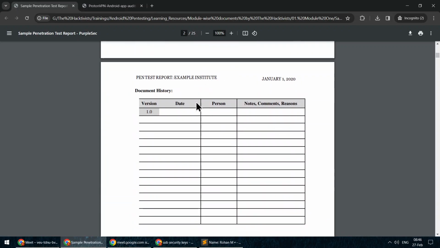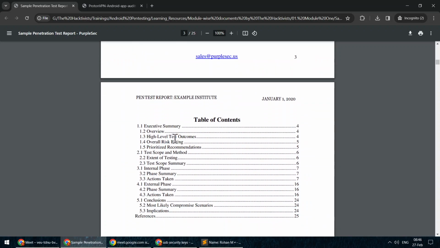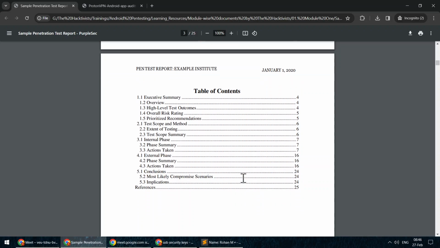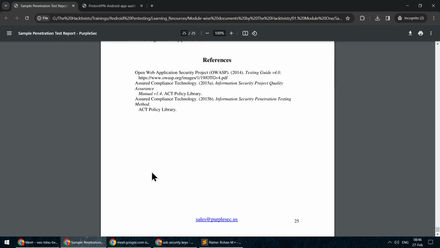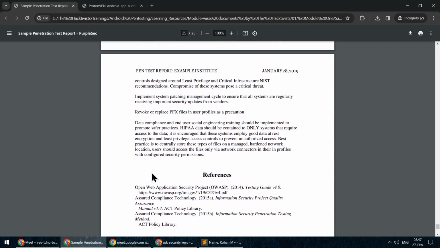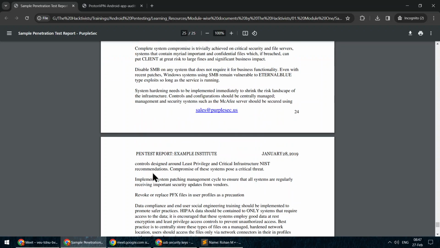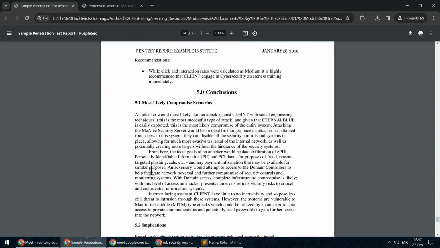This is another report. This is the version history. Every time you make a change in the report, you write that here. Then we have the executive summary, overall risk rating, the testing scope and methodology, internal phase, external phase, the conclusion, most likely compromise scenarios, and the references. These were all of the places that were visited, that were read, that were referred to for creating this report. Here, these are the various implications. These are the conclusions.